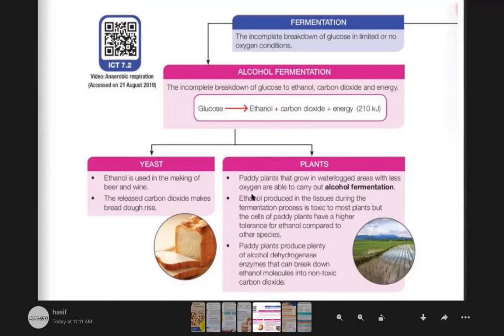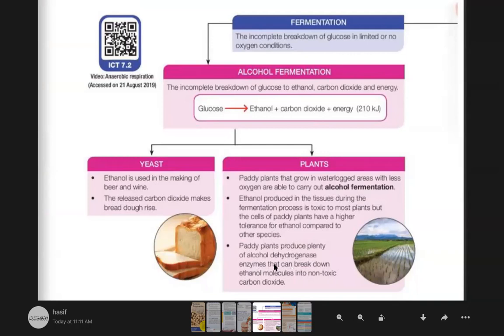Alcohol ni dia acid tau, ataupun dia ni adalah toxic. So this is for sure, this can harm the plant. So alternatively, padi plant tu dia akan hasilkan sejenis enzim. Nama enzim tu adalah alcohol dehydrogenase. Apa fungsi alcohol dehydrogenase? Is to break down the ethanol.